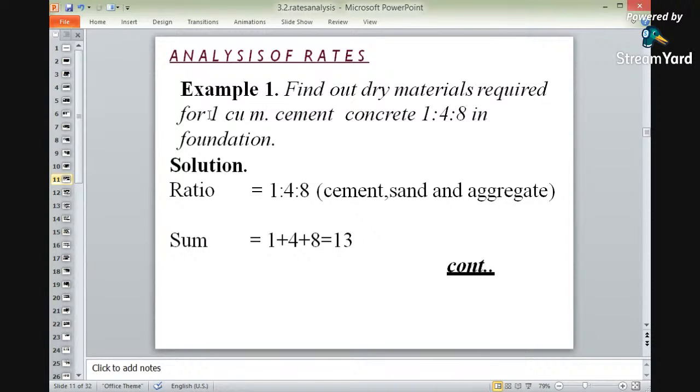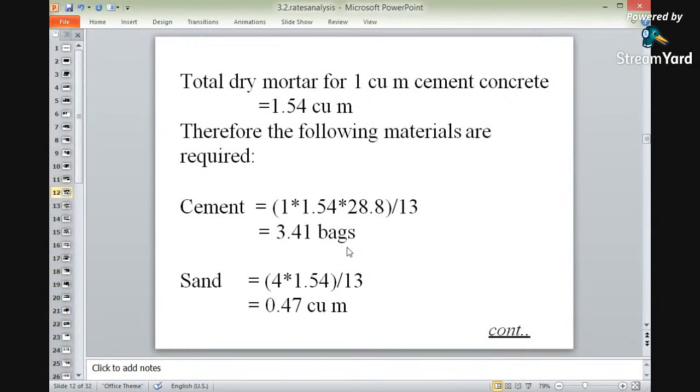So the example is for 1 cubic meter. To find out the dry material required for 1 cubic meter of cement concrete 1:4:8 in foundations, the ratio here is 1:4:8. Here 1, 4 and 8 stand for the cement, sand and aggregates. The total sum for 1:4:8 comes to be 13. Total dry mortar for 1 cubic meter cement mortar, after all percentages, has been calculated as 1.54 cubic meters. So here we have to consider the percentage also.